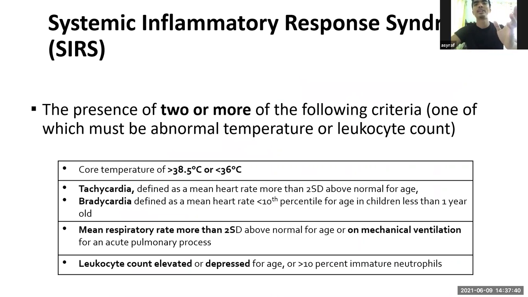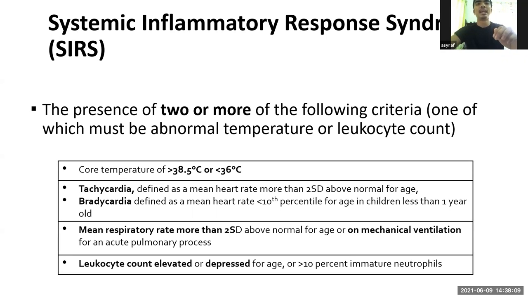So first, let's go through what the SIRS criteria are. You have to bear in mind, SIRS doesn't mean the patient has an infection. It's just an inflammatory response. So these are the four criteria for SIRS. As you can see, the first three are vital signs, so you have to know the vital signs of every patient. First, start with the temperature. It's more than 38.5 degrees Celsius or less than 36.